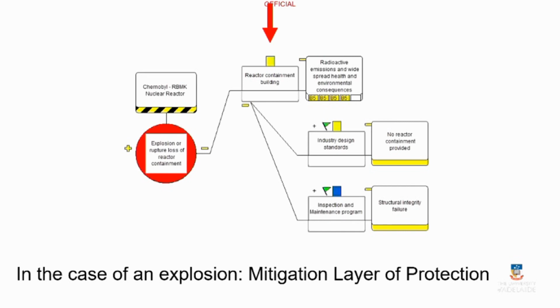This reactor had no containment building, and I'll explain in a moment. I'll give you the facts to help you in your study. And these are things that you do. You've obviously got a structural integrity, so you've got to inspect and maintain. But if you've got no building, there's nothing to inspect or maintain.